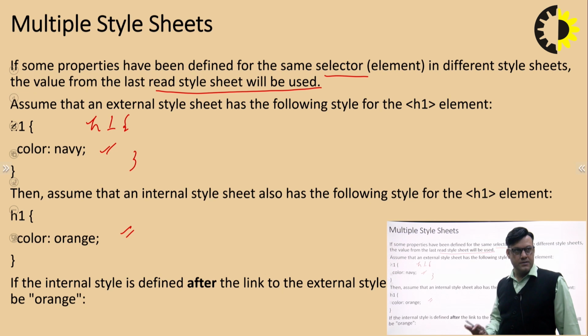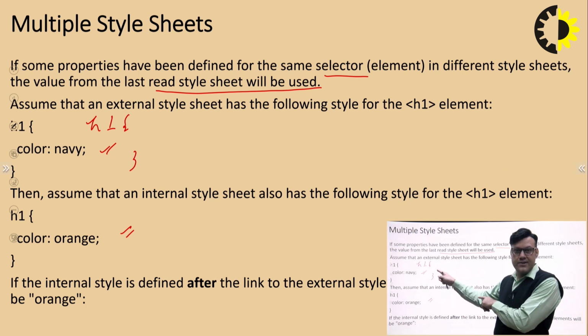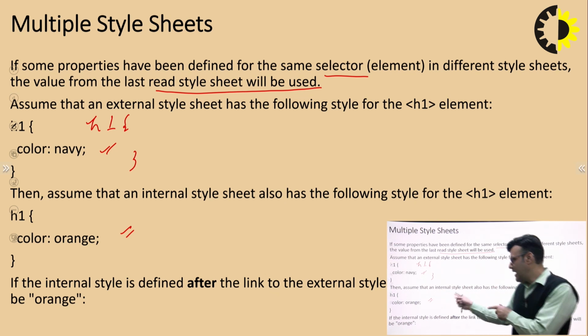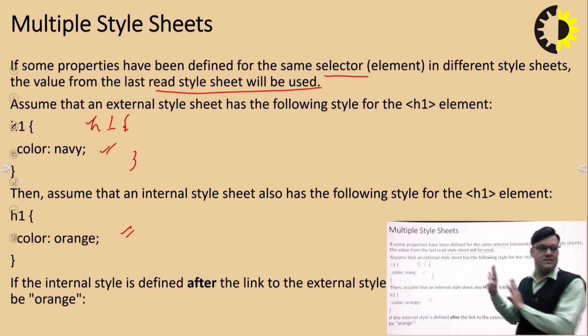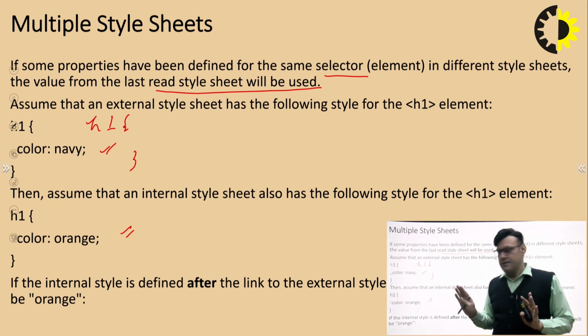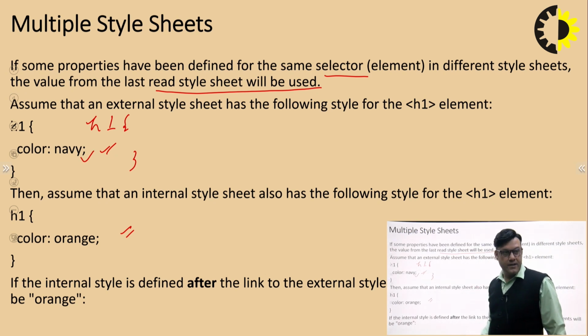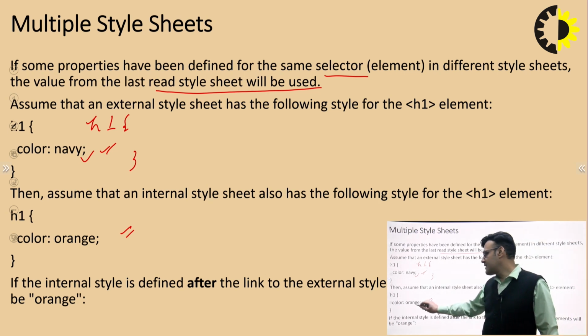For example, just understand the question: I have used external CSS, I have used internal CSS, and I have used inline CSS also. Now the question arises, what properties will be reflected by that web page? The property that we set in external CSS, the property that we have set in internal CSS, and the property that we have set in inline CSS, right? In external CSS we have set the color of that heading as navy. In internal CSS we have set the color as orange.